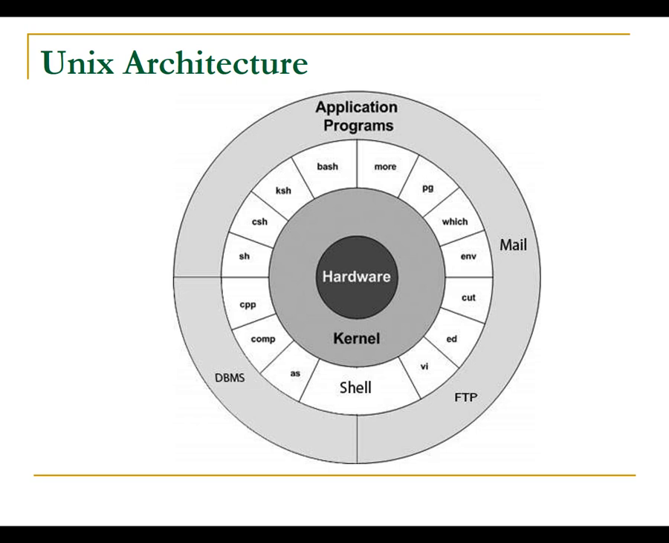Then the third core part is the kernel, which maintains the interface between the application programs, the various Unix commands, and the innermost core, which is the hardware. That means the kernel is the core component which maintains the communication between the various commands and the hardware and the application programs, because the entire operating system works in a request and response manner. Whenever any request comes from an application program, the hardware gives the response, and vice versa.